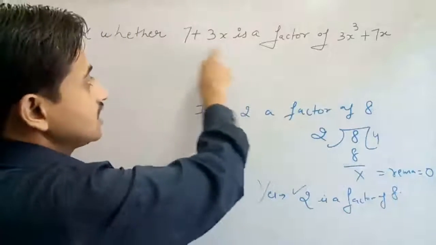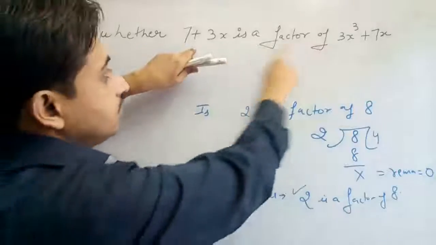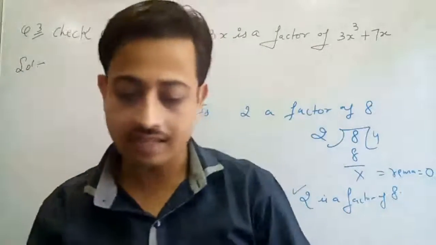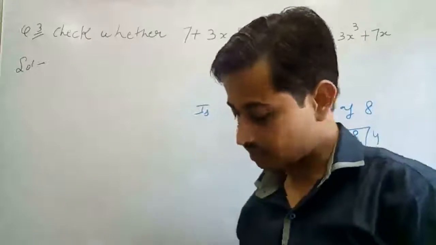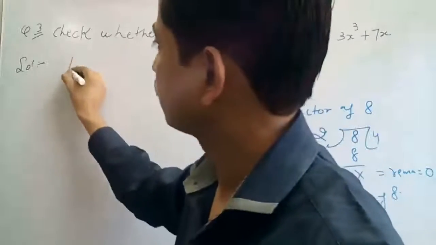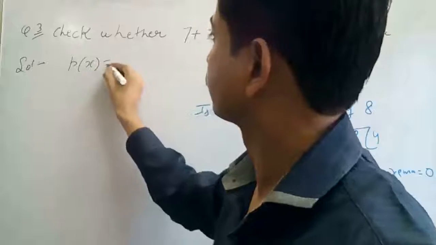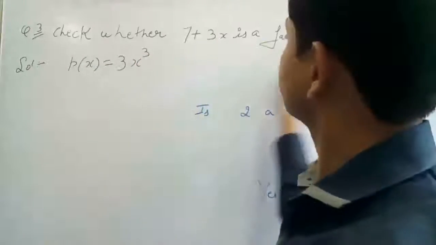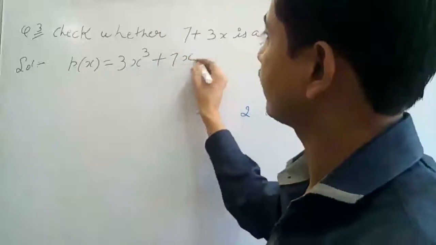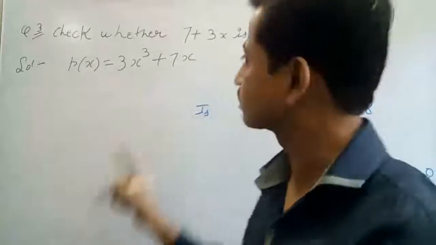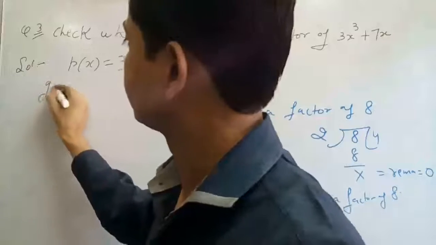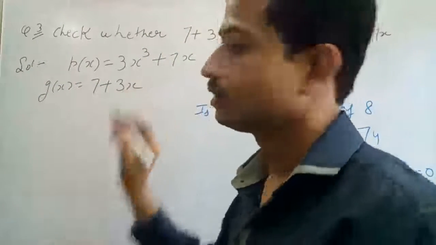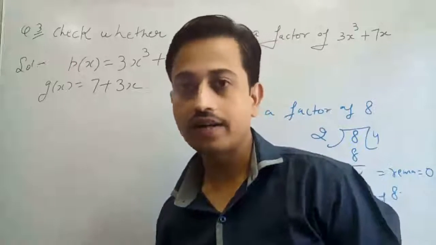We have to check this one is a factor. So we have to divide this polynomial by 7 plus 3x. So what is our P of x? P of x is what? 3x cube plus 7x. And what is g of x? G of x is what? 7 plus 3x. Now we already know the step.